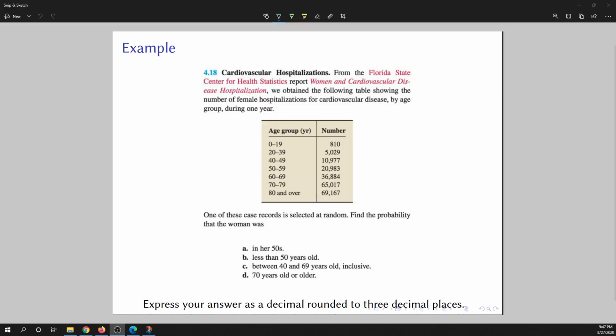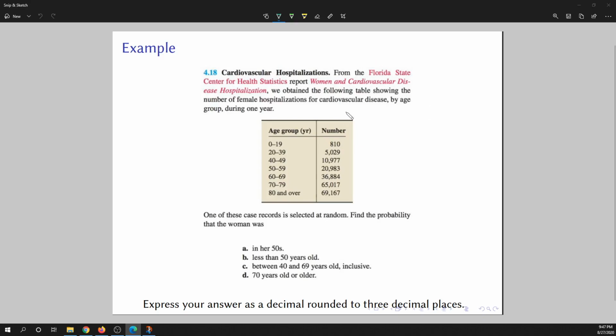All right, in this video, we are going to work the following problem. It says cardiovascular hospitalizations from the Florida State Center for Health Statistics report women in cardiovascular disease hospitalization. We obtain the following table showing the number of female hospitalizations for cardiovascular disease by age groups during 1 year. One of the case records is selected at random. Find the probability that the woman was A, in her 50s, B, less than 50 years old, C, between 40 and 69 years old inclusive, and D, 70 years or older.